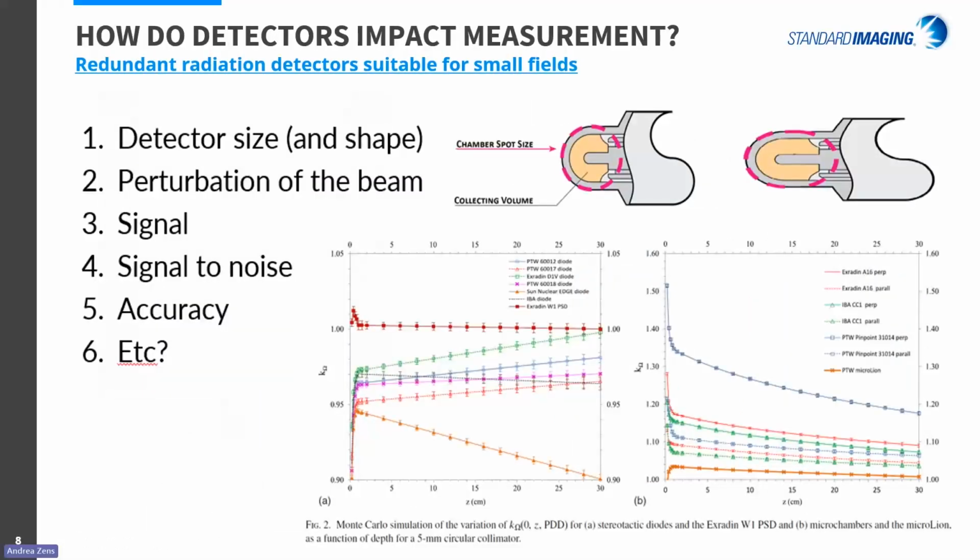Once you have an understanding of your small field challenges, your next question is, how do detectors impact measurement? For instance, the detector size and shape. Volume averaging effects are of concern. So you need to ask, what is the field profile versus the detector's spot size or volume? Also, how accurately can you determine beam penumbra? Consistent and accurate position of the detector can impact your measurement.